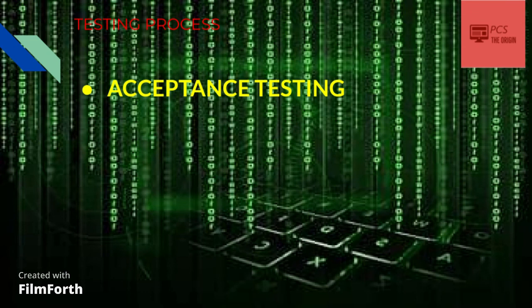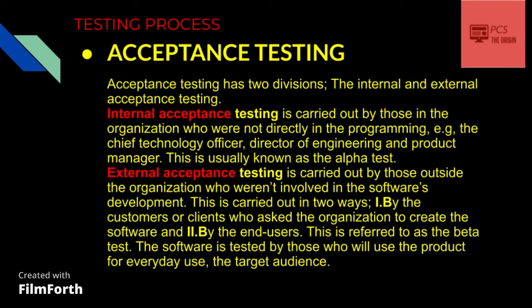To put it simply, this testing is done to ensure that it can be accepted by the public. The questions to be answered here are: will the public accept the software? Does the software offer the solution the customers need? Acceptance testing has two divisions: the internal and external acceptance testing.